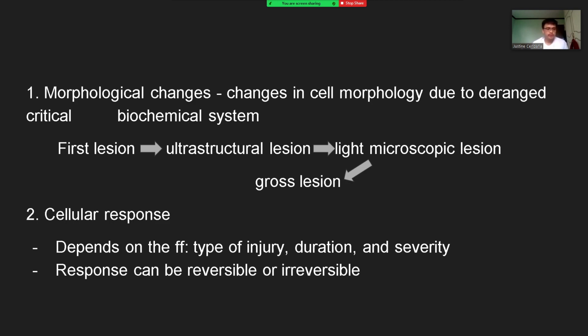Cellular response depends on the type of injury, duration, and severity. For example, low doses of toxins may cause a reversible response, while larger doses of toxins may cause an irreversible response.